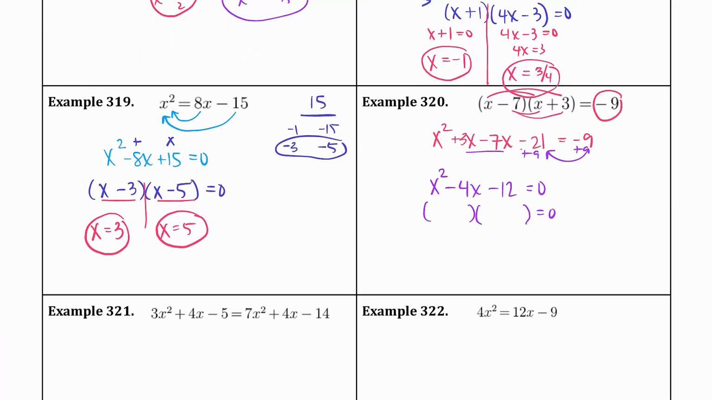Now we have a trinomial that we can factor. Again, we actually have a pretty nice one. Two numbers that multiply to give me negative 12, add to give me negative 4. Well, we could have negative 6 and positive 2. So I've got x minus 6, x plus 2 equals 0. Using our zero product property, our x could equal positive 6, or our x could equal negative 2.